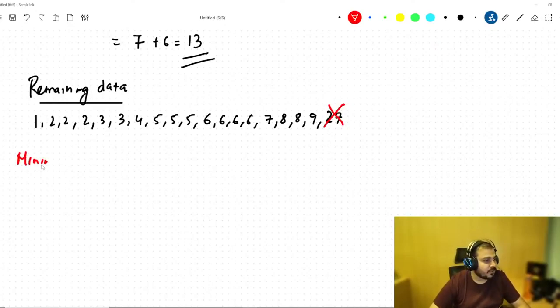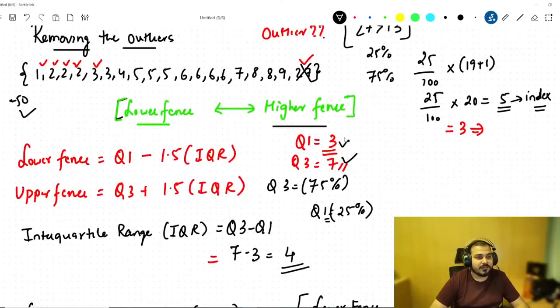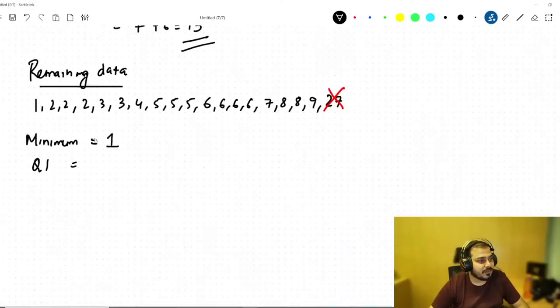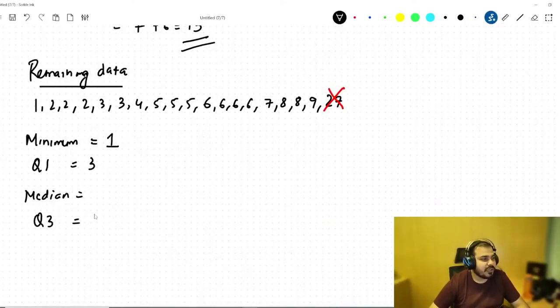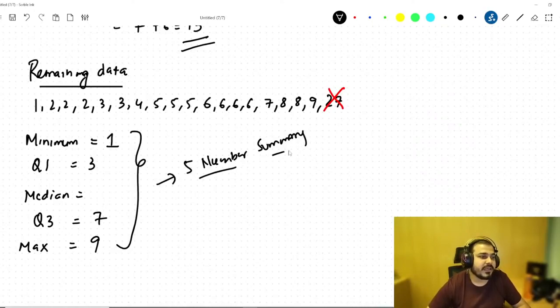Now you know what is the minimum value out of all these numbers? Quickly tell me, guys. Minimum value is 1. What is Q1? My first quartile we have computed over here. Q1 is nothing but 3. Median you calculate and tell me quickly. Then you have Q3. Q3 is 7. And the maximum number after removing the outlier is nothing but 9. So here you are getting your 5 number summary.